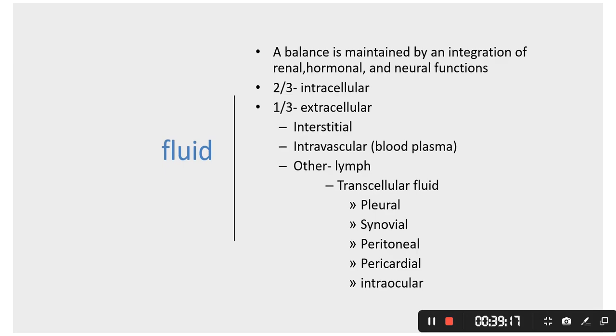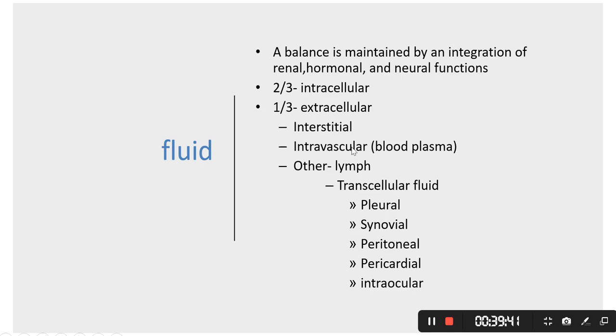Now coming to the next portion of the lecture, it is about the fluid. There is a balance maintained by our renal system, the kidney, by the hormones and by the nervous system. Because of the balance maintained, 2/3 of the fluid stays intracellular and 1/3 stays outside, extracellular. Now when you're talking about the 1/3 extracellular fluid, which fluids are included in those?